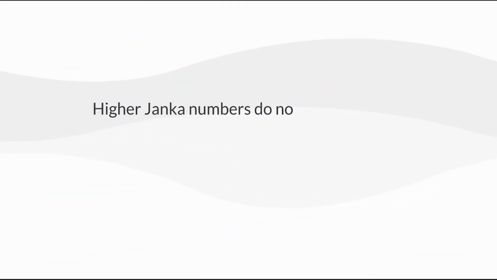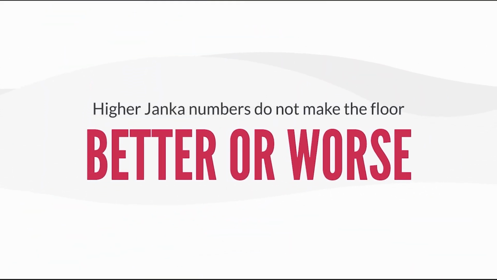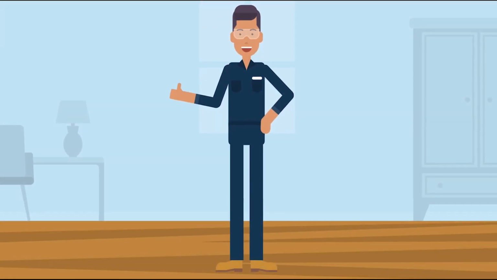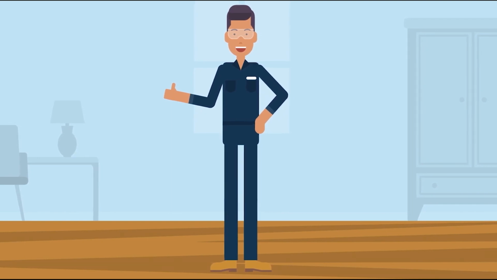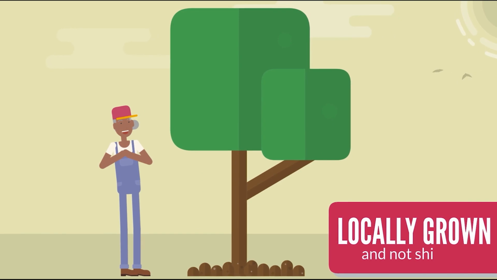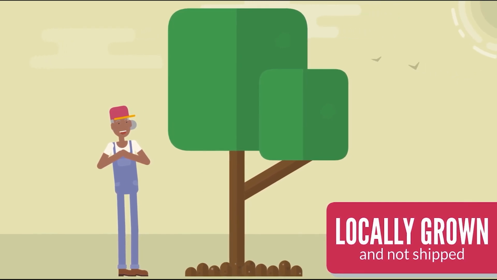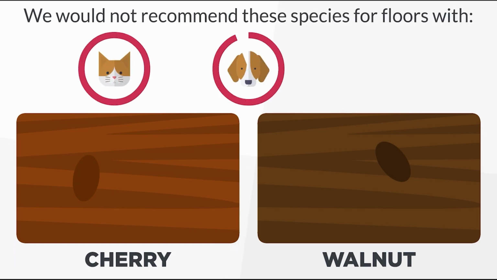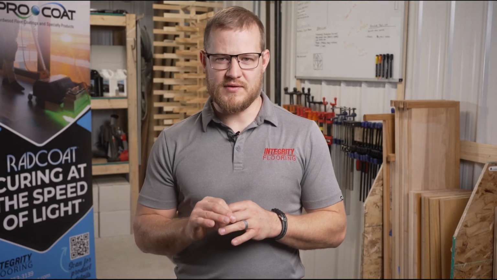Higher Janka numbers do not make the floor better or worse. Hickory is the hardest domestic species. As a domestic, it will perform better in our environment than the exotics. Native species are also a better environmental choice since it is locally grown and not shipped from Africa or South America. Softwoods such as cherry or walnut may incur dents because of the softer characteristics as the lower Janka test numbers show. We would not recommend these species for floors with pets or highly active households. However, when you have the knowledge that the floor is softer, you will take more care to prevent damage.